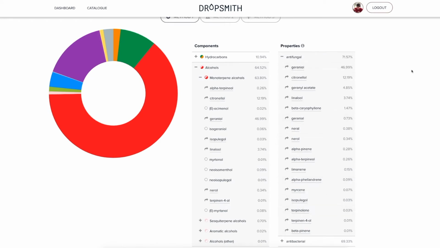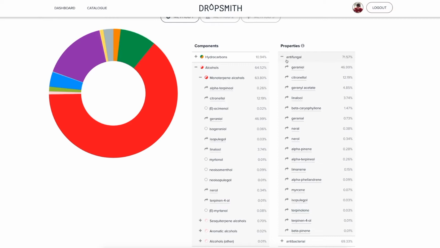So this is another reason that inspired me to make Dropsmith, is to make you aware of all these little details that we sometimes take for granted or don't think about, or we're just not aware of. It's the synergy of all components that make it effective and special and unique, really.